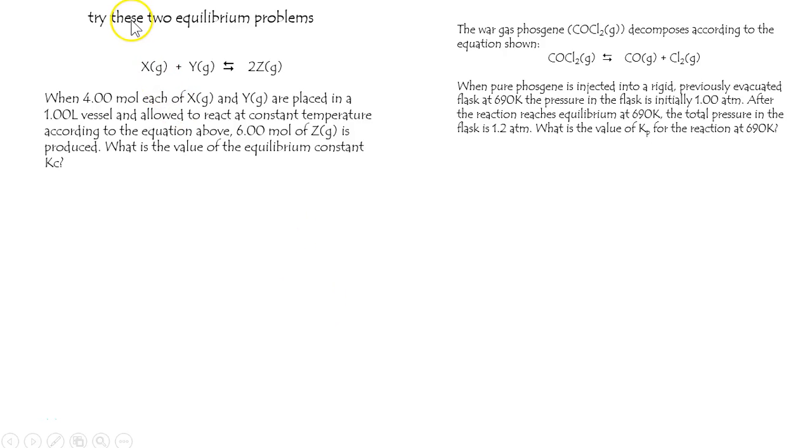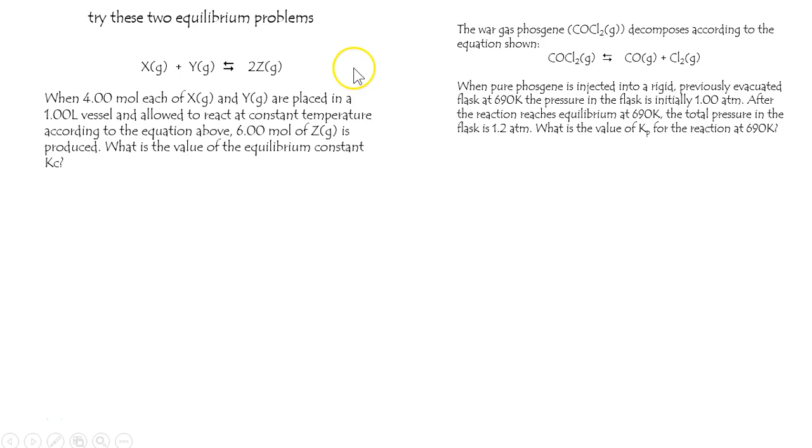Hey, this is Dr. B, and let's try a couple of equilibrium problems. In this first problem, we have some substance X combining with Y to form Z in the ratio of 1 to 1 to 2. Since this is an equilibrium problem, I'm already thinking that Keq will be equal to Z squared over X times Y.